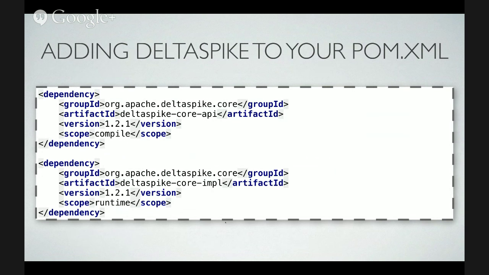Adding DeltaSpike to your project is very fast. If you use Maven or another build system, you only have to add it to your descriptor like this. So you have the API artifact and the implementation artifact, and for each of our modules, you have the same. If you want to integrate Data, you will add the Data module in your pom.xml. All of this is very well described in the documentation.